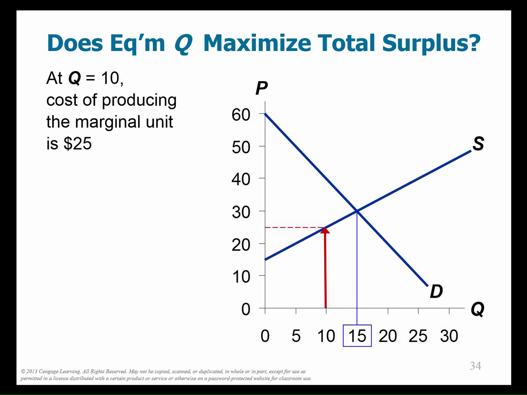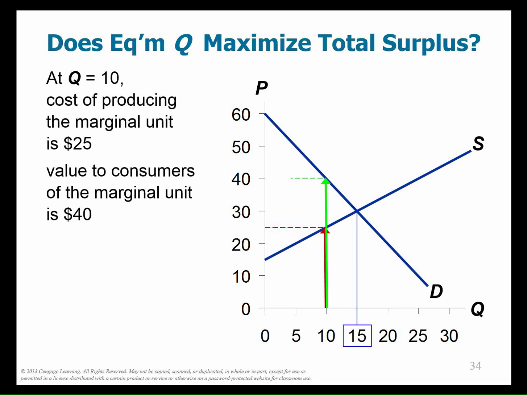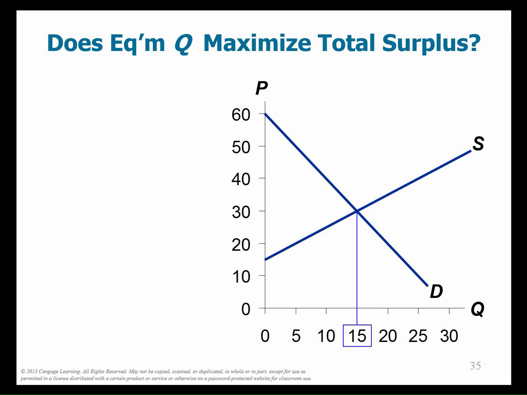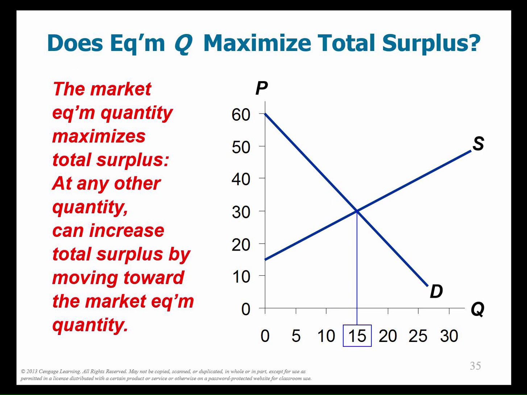The same thing. Imagine that the quantity was 10. Well, the cost is 25, but people value it way more than 25. People value it at 40. So you know what? We should probably make that sale and a whole bunch more sales. That's going to move over until we get to the equilibrium quantity. So we've therefore just proven that there's no way to make more total surplus than at the intersection of those two curves.